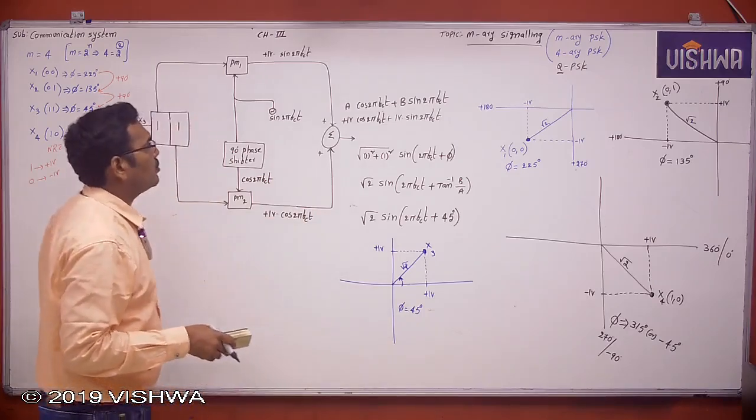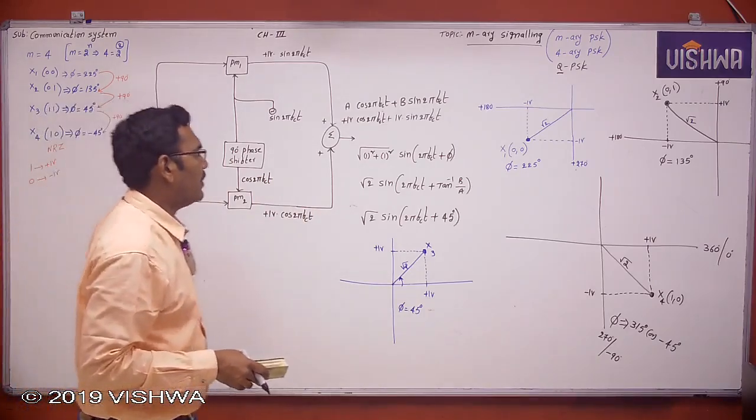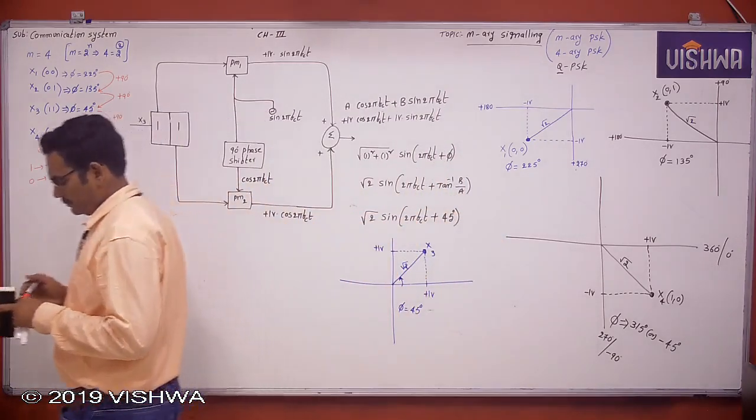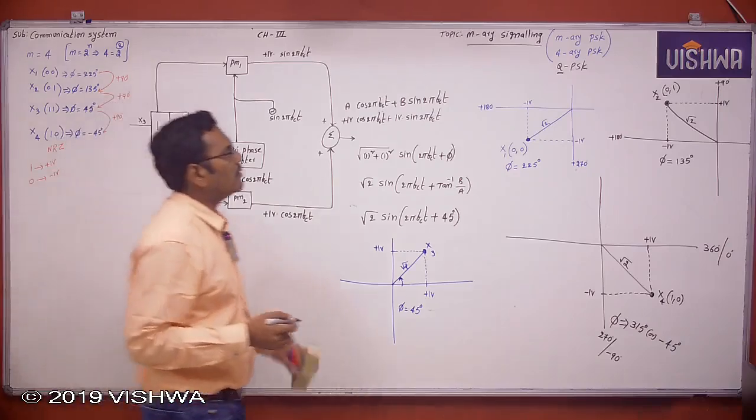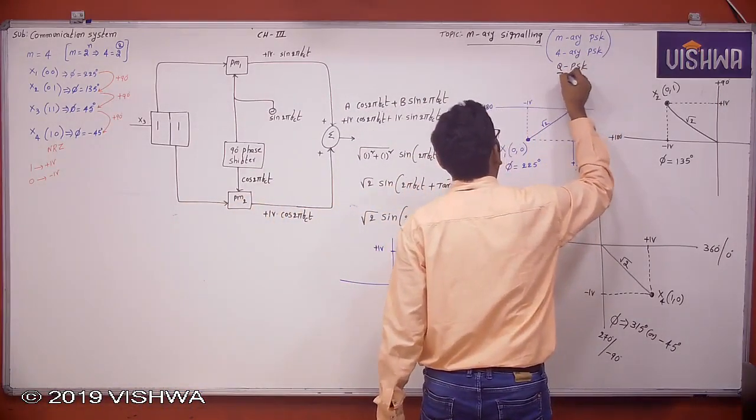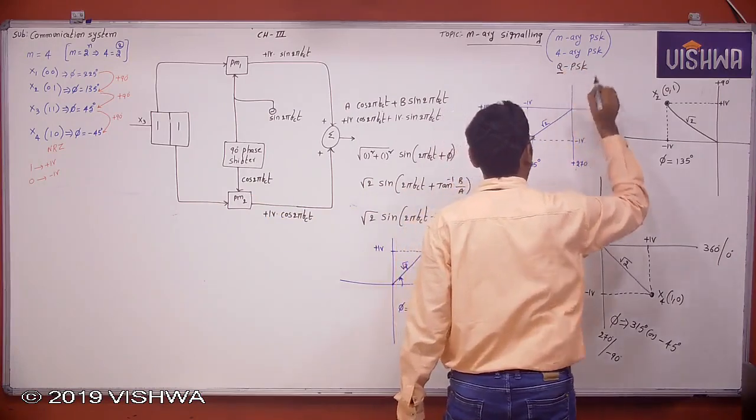Okay, so these are the symbols produced by the phases. So first you note down this. So this is nothing but M-ary PSK, 4-ary PSK. This is none other than QPSK, quadrature phase shift keying.